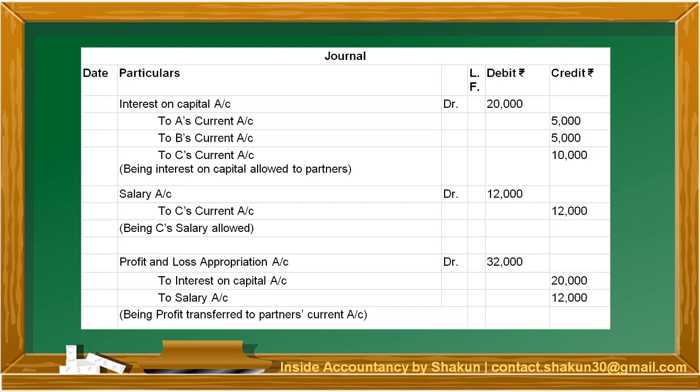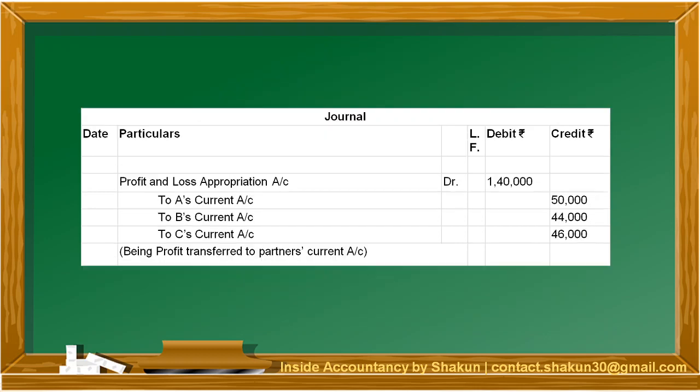The next entry is salary, again is debited being an expense to C's current account. Then I've made a combined entry by transferring interest on capital and salary to the profit and loss appropriation account DR side. The last entry is for the distribution of the profits. Since the balancing figure comes on the debit side in the P&L appropriation account, therefore in the entry, profit and loss appropriation account is debited and the partner's capital accounts are credited.